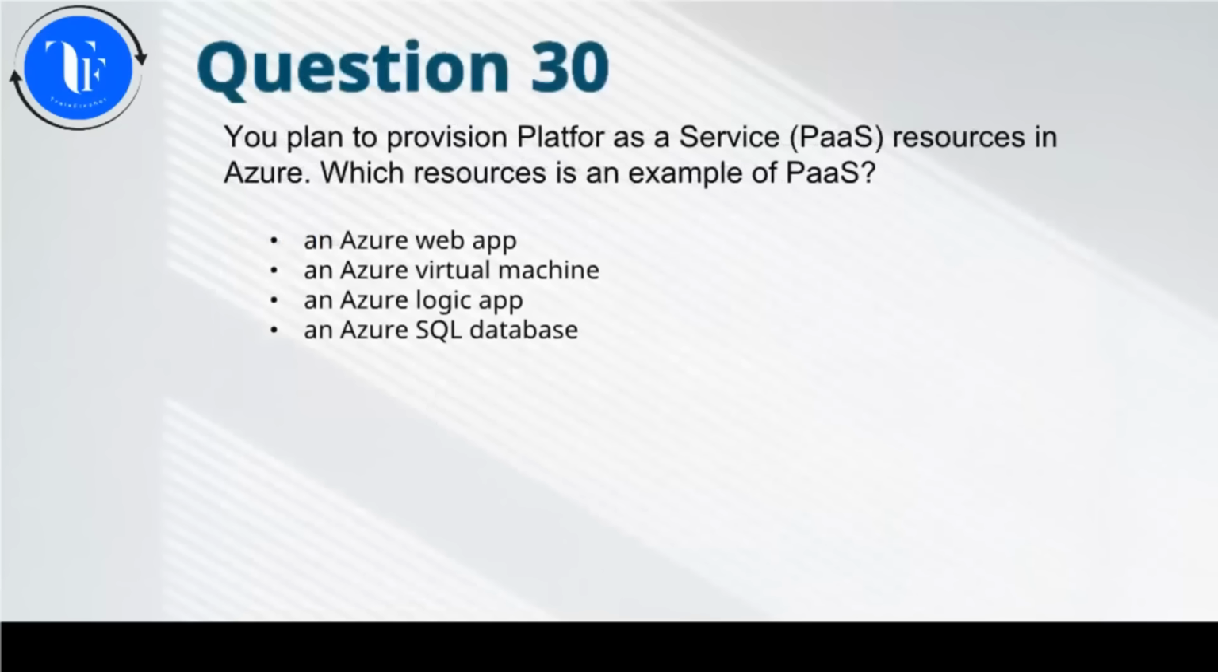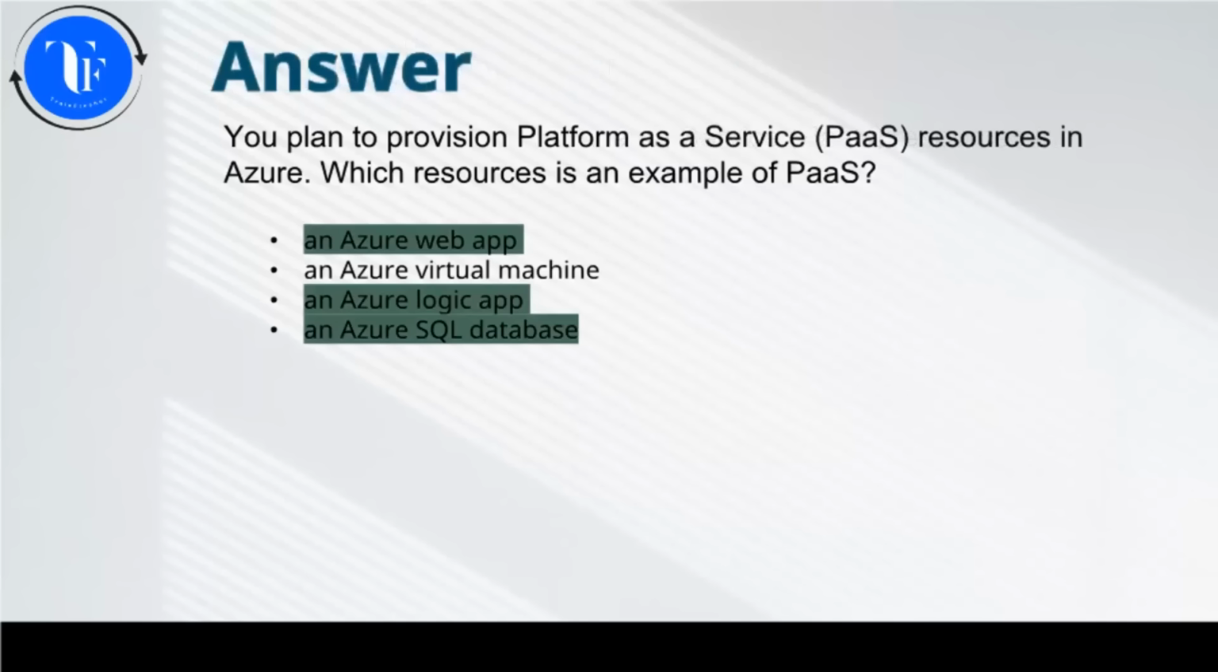Question 30. You plan to provision infrastructure as a service, IaaS, resources in Azure. Which resource is an example of IaaS? An Azure Web App, an Azure Virtual Machine, an Azure Logic App, an Azure SQL Database. An Azure Web App, an Azure Logic App, and an Azure SQL Database are examples of PaaS.